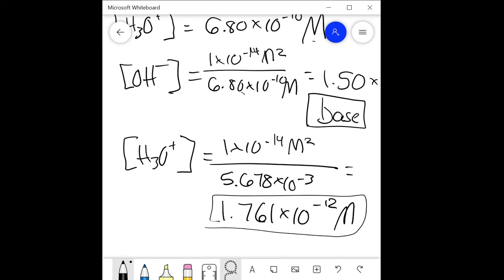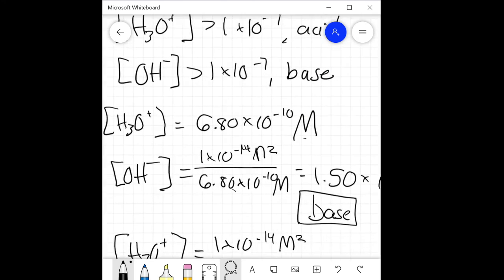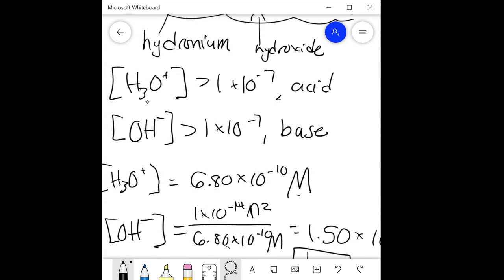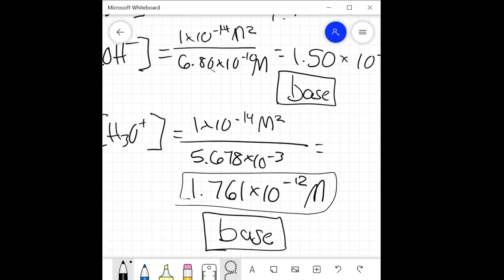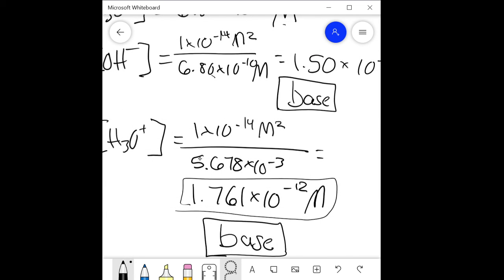So now we need to know if it's acid or base. When you're finding hydronium, if it's greater than this, it's an acid. Well, this is obviously not greater. Negative 12 is not greater than negative 7. So this would be a base.